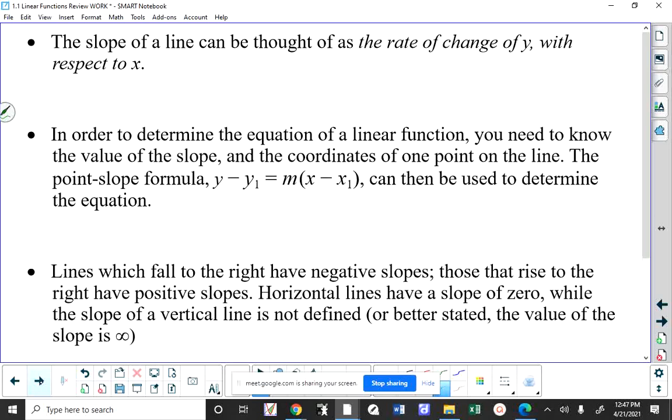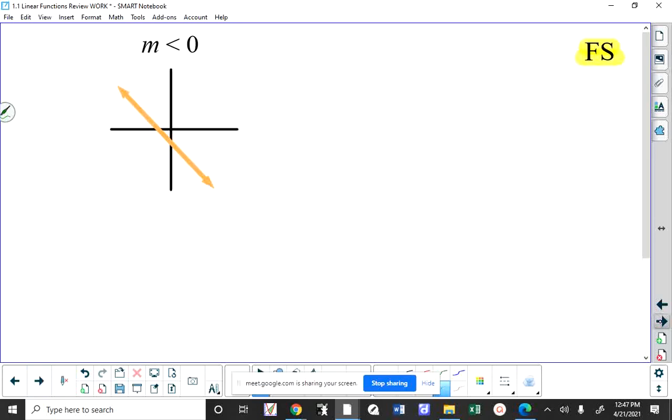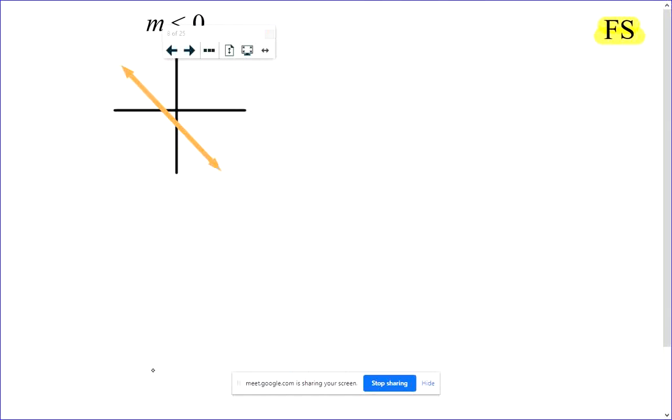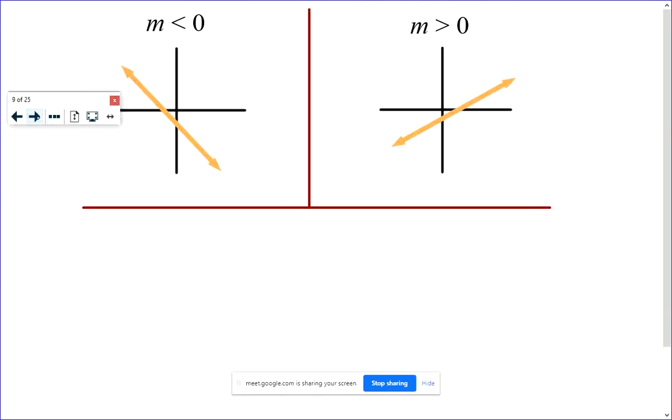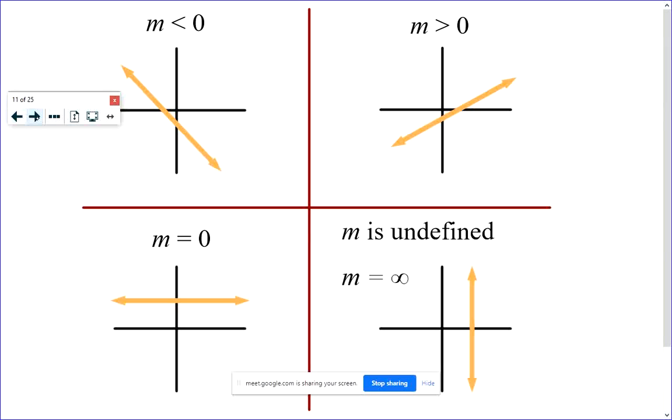And line, this is just a quick review. When you look at lines, we always think left to right on a graph. If you have a line which falls to the right, it has a negative slope. So a line that looks like that has a negative slope. A line which rises to the right has a slope that's positive. A line that is horizontal has a slope of 0. And a line that's vertical has a slope that's not defined. What does that mean? It means it's infinite.